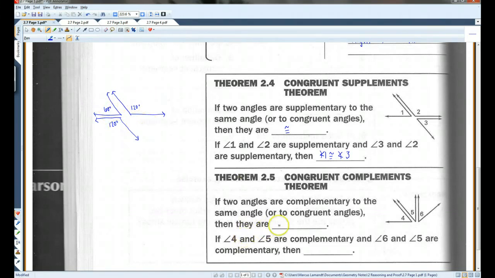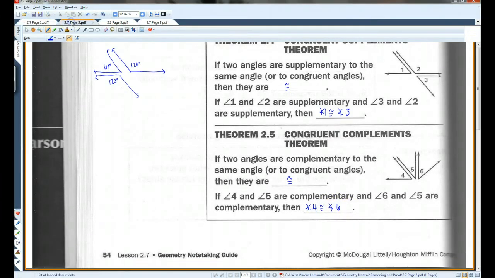The same thing is true when you have complementary angles. If two angles are complementary to the same angle or to congruent angles, then they are congruent. So if angle 4 and angle 5 are complementary, and angle 6 and angle 5 are complementary, then angle 4 is congruent to angle 6.